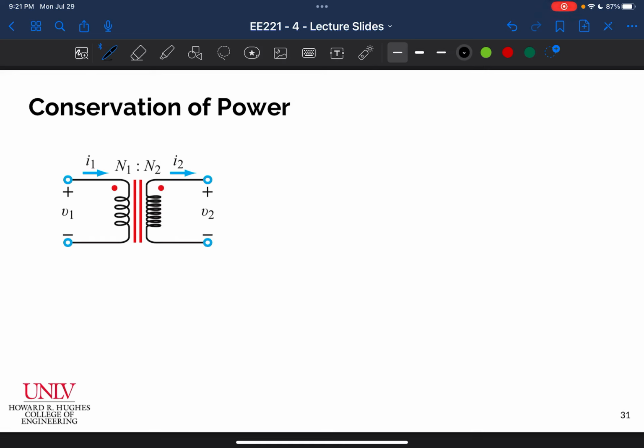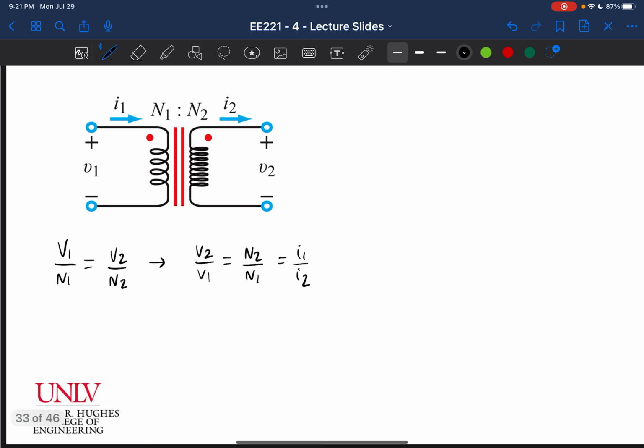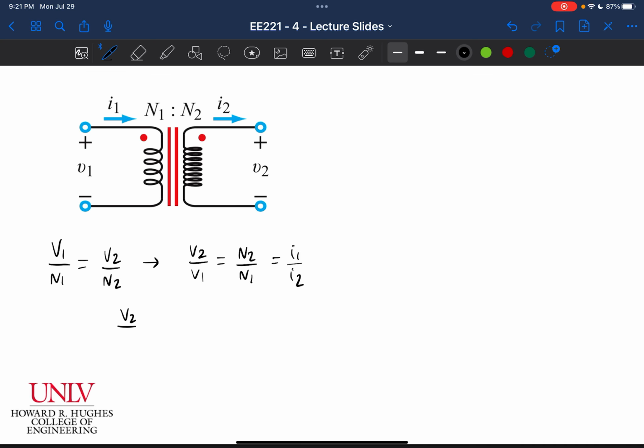All right, so in this video, we're going to talk about the conservation of power, the concept that I mentioned in the last video. So let's write out those two expressions again. We've got V1 over N1 equals V2 over N2, which basically becomes V2 over V1 equals N2 over N1, and that's equal to I1 over I2, right? And so from this expression, we can derive that V2 over V1 is equal to I1 over I2, right? We're just taking these two that I just said are equivalent, setting them equal to each other.